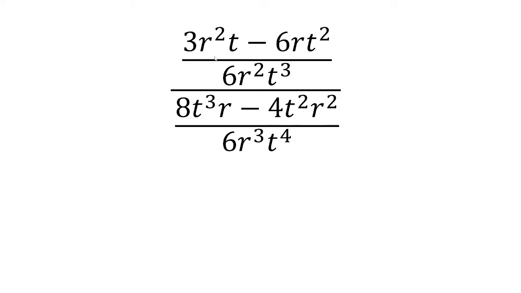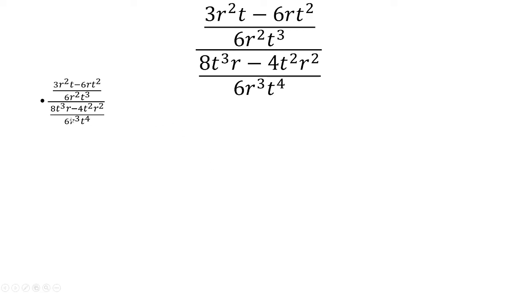In this video, we want to simplify the following expression. So we have a fraction divided by another fraction. Whenever you divide fractions, you multiply by the reciprocal. So we're going to multiply by the reciprocal of the denominator. So the reciprocal of the denominator is 6r cubed t to the fourth all over 8t cubed r minus 4t squared r squared.